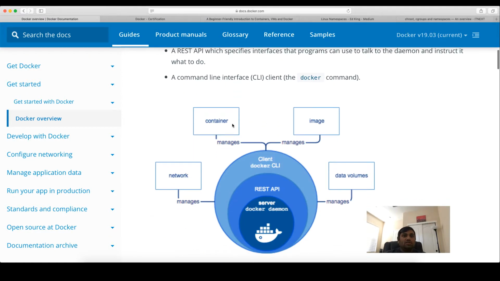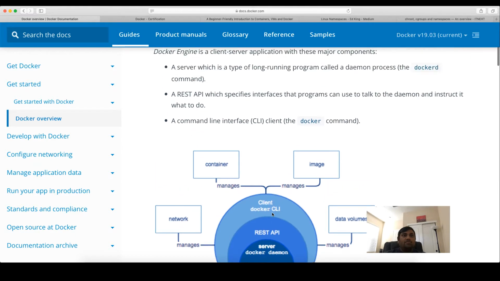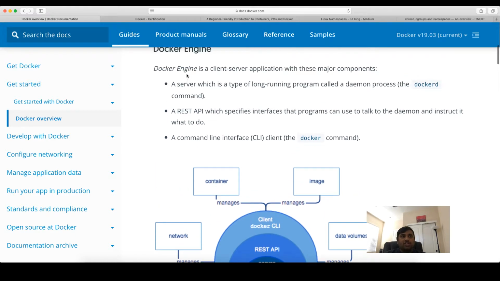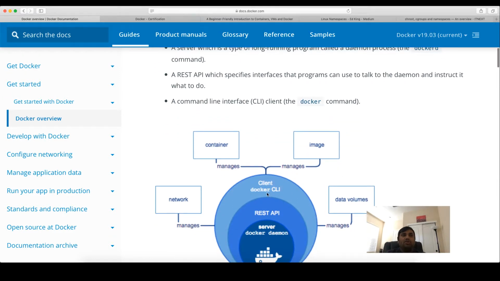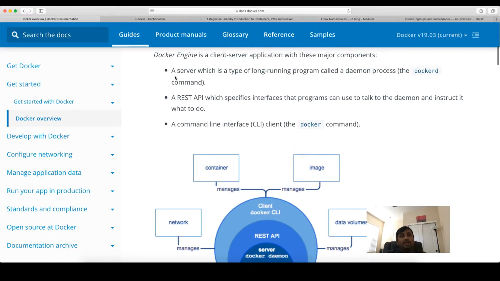Docker engine. Sometimes the Docker server or Docker daemon is also called the Docker engine, which is simply a client-server application. That means there is a client and there is a server. As you can see in the picture, we have a client, which is the Docker CLI, and we have a Docker daemon, which is your server. And here it clearly says a server, which is a type of long-running program called a daemon process. Sometimes it's called the dockerd command also.